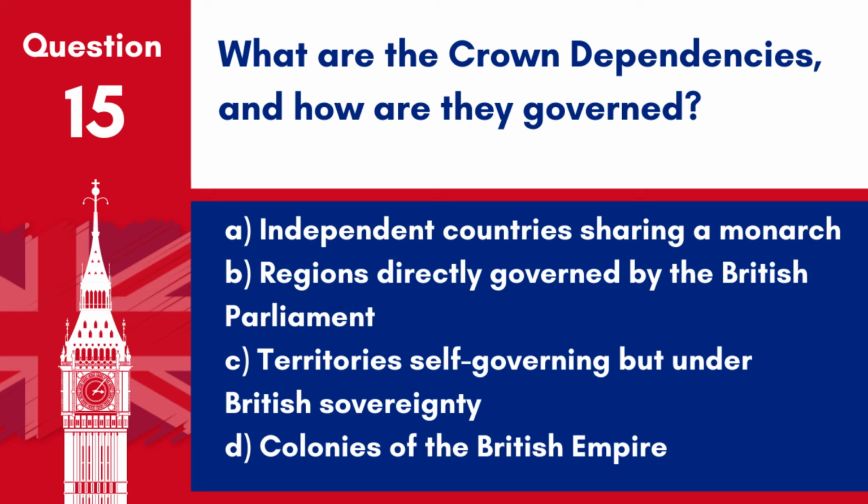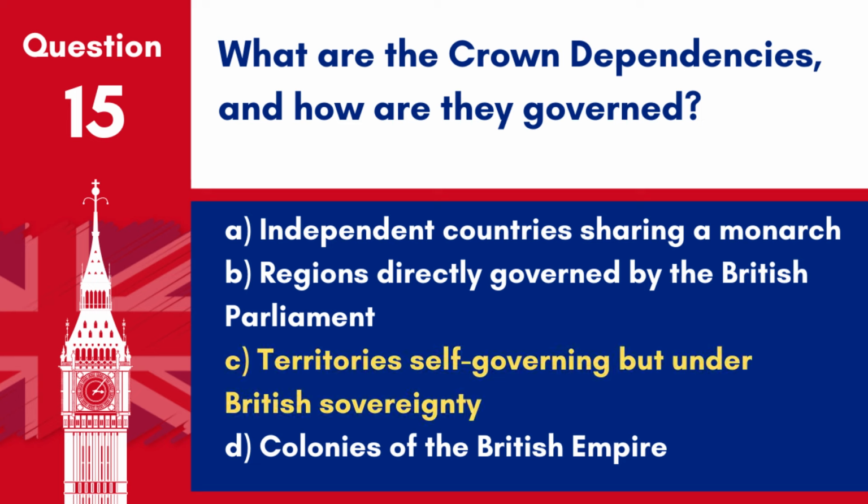Question 15. What are the Crown dependencies and how are they governed? A. Independent countries sharing a monarch. B. Regions directly governed by the British Parliament. C. Territories self-governing but under British sovereignty. D. Colonies of the British Empire.